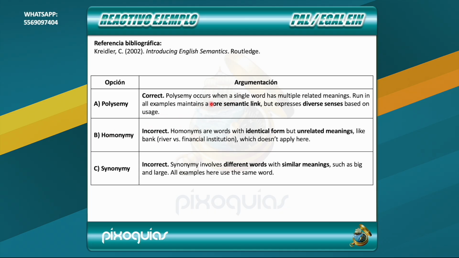Homonymy is incorrect because homonymy words are identical in form but unrelated in meaning, like bank, that is river versus financial institution, which does not apply here. And C, synonymy is incorrect because synonymy involves different words with similar meanings, such as big and large, and all examples here are the same word.